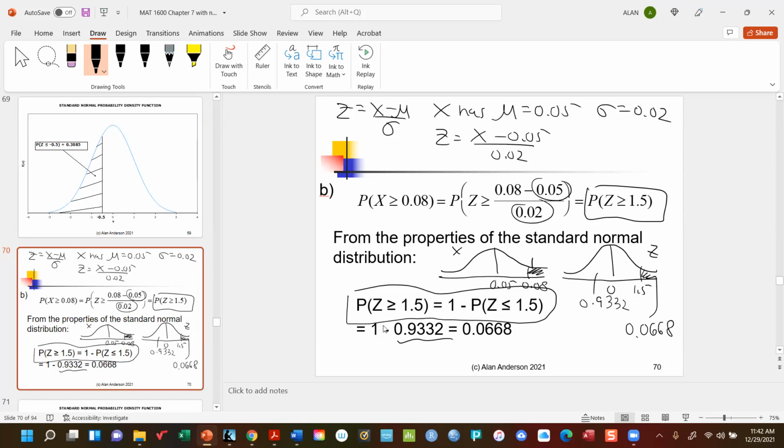And that means that's true of the X distribution as well. So it's a very small probability. In other words, the return of the stock is not likely to go up that high, given that the mean is 5% and the standard deviation is 2%, but it's still possible.